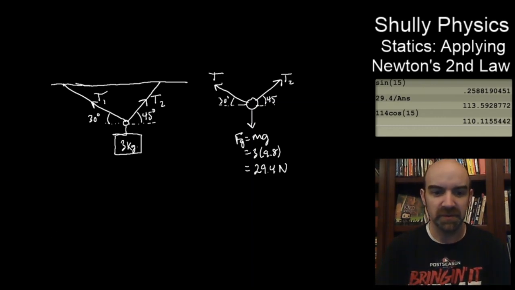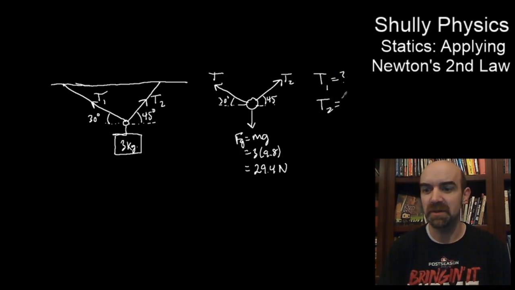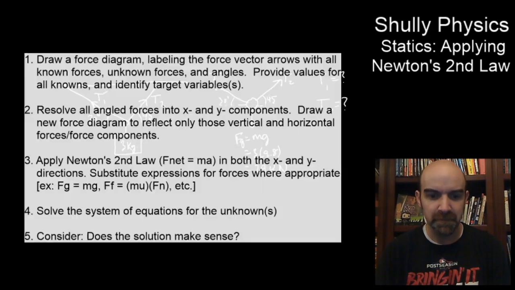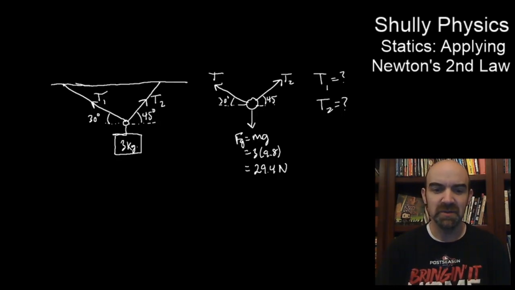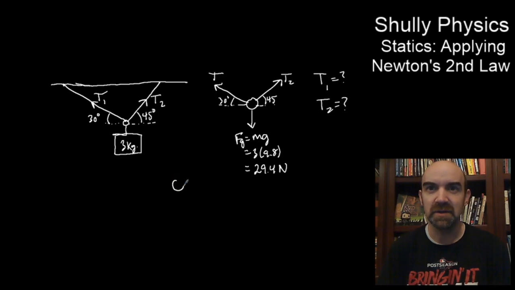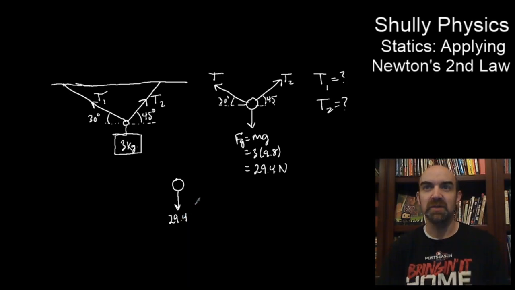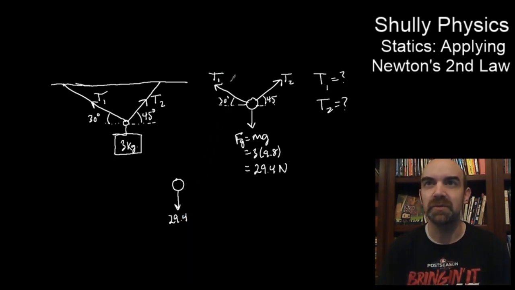All right, that's our first step. We're going to solve for tension 1 and tension 2. Let's figure out what those amounts are going to be as our target. We've completed step 1. We drew the force diagram, labeled everything, identified everything. Step 2, resolve these into their x and y components. You see, we can't add and subtract vectors that aren't in the same or opposite directions. We've got to get them all in the same or the opposite directions. I'm going to redraw the force diagram, still have 29.4 completely in the vertical direction. So I'm going to leave 29.4 there. All right, now I've got this tension 1 over here and tension 2 over here. Tension 1 pulls left and up. So I'm going to replace that with a left component and an up component.